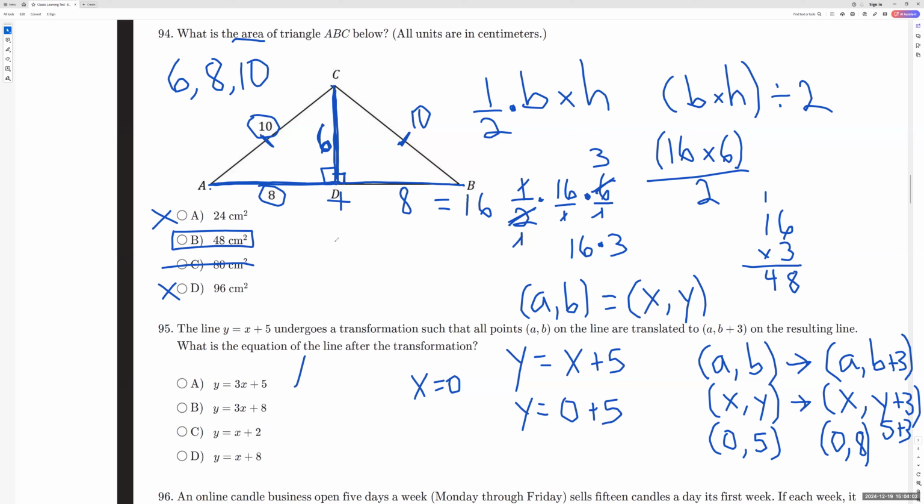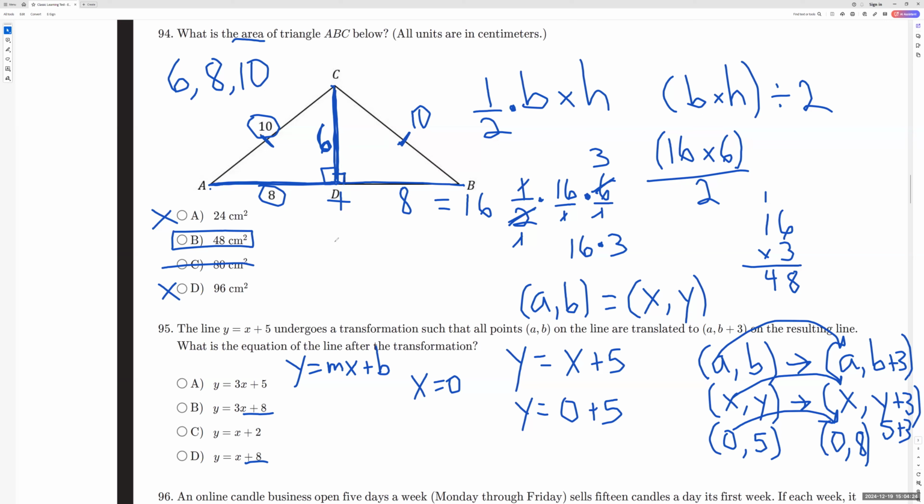So I need to find an equation that has a y-intercept of 8. Remember, y equals mx plus b, where m is the slope, and the last number, b in this case, if it's written that way, is the y-intercept. So I have two that end in 8, but remember, x doesn't change. It goes from a to a, and from x to x, and from 0 to 0.